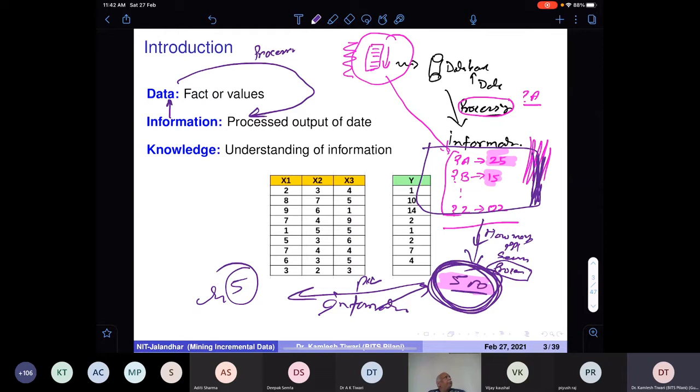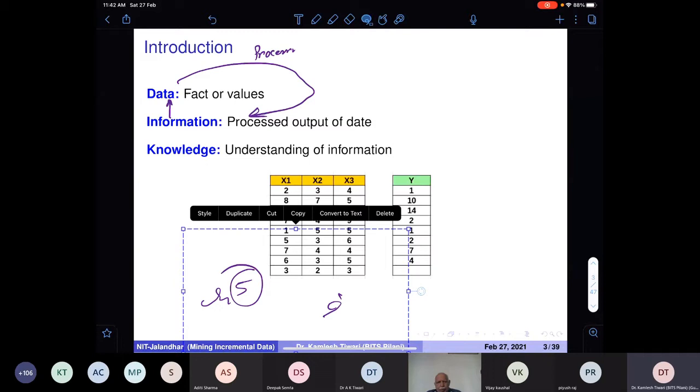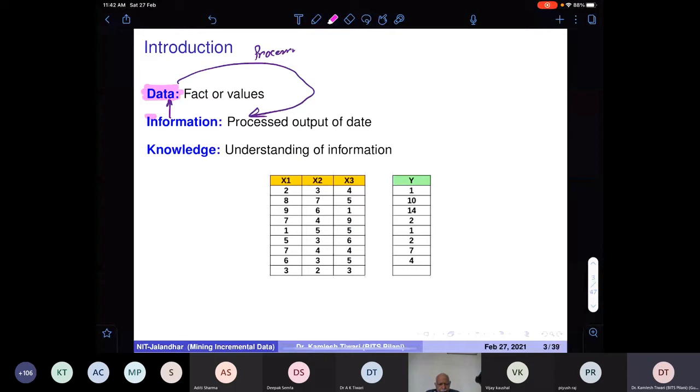So there is a very interesting term that people talk about. That is called the knowledge. Then what is the knowledge? Very important term. We have talked about the data and information. What is knowledge?